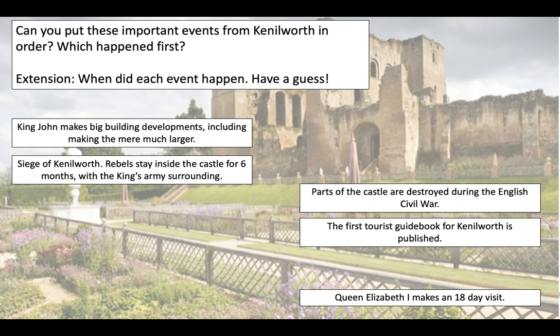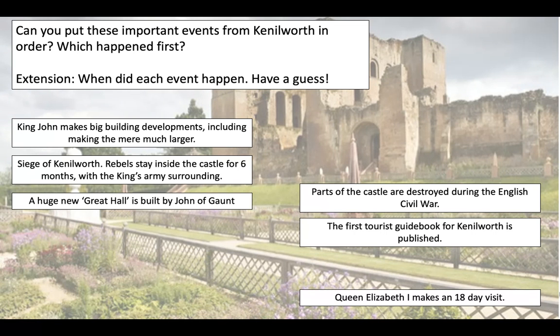Well, the next bit is this. A huge new great hall is built by John of Gaunt. And well done if you worked out that this great hall, which was a palatial part of the castle, happens after the more military parts of the castle, where they're building the mere and when the siege is happening. Okay, which bit happens next?